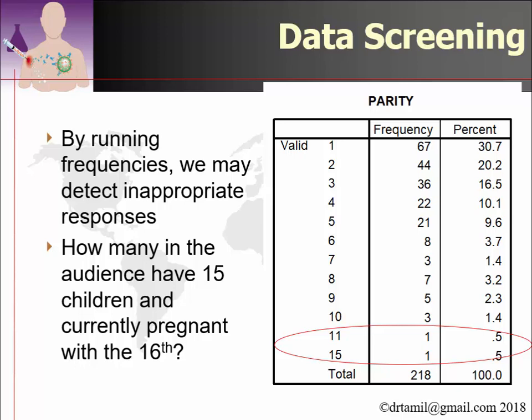For example, this data from Kelantan, when we were doing a study on small for gestational age. We asked the mothers how many children they already have. Some of the mothers stated that they have 15 children. And not only that, she is currently pregnant with the 16th child. If we ask around, I don't think anybody among us is currently pregnant with a 16th child.